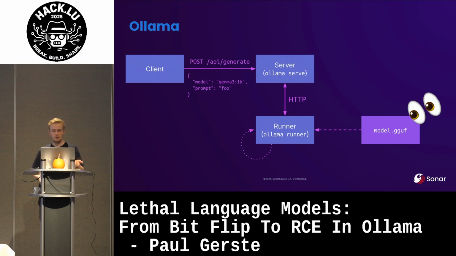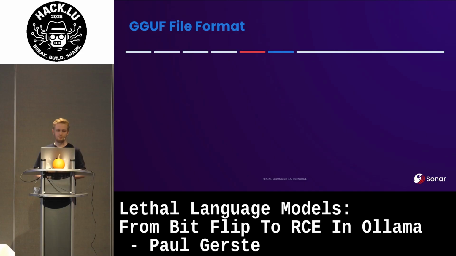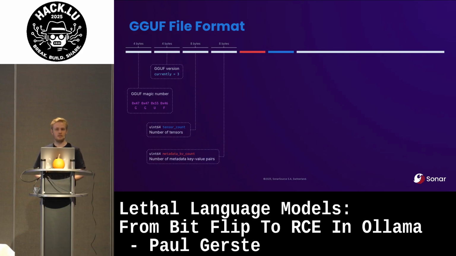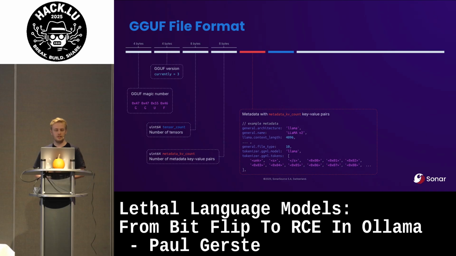When I learned about this, I was like, this model file looks interesting. Never heard of this file format. Let's take a closer look. And it's not very complicated. The file is split into different sections. First, you have a magic number and a version number. Then you have the count of tensors, which will come later in the file, and the count of metadata key-value pairs. Then comes the key-value metadata section.